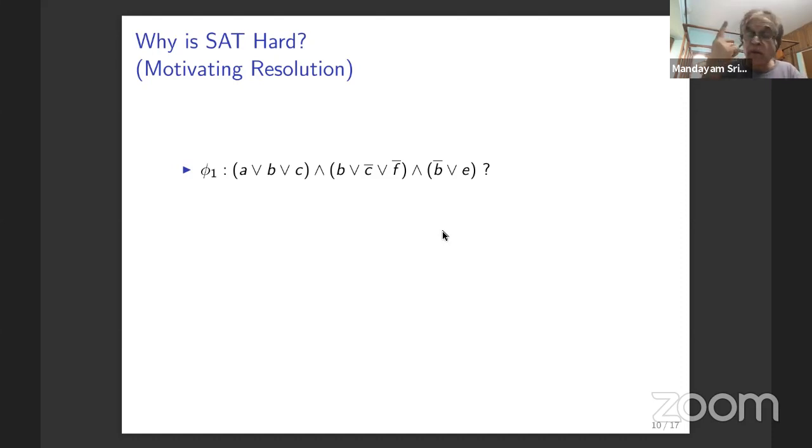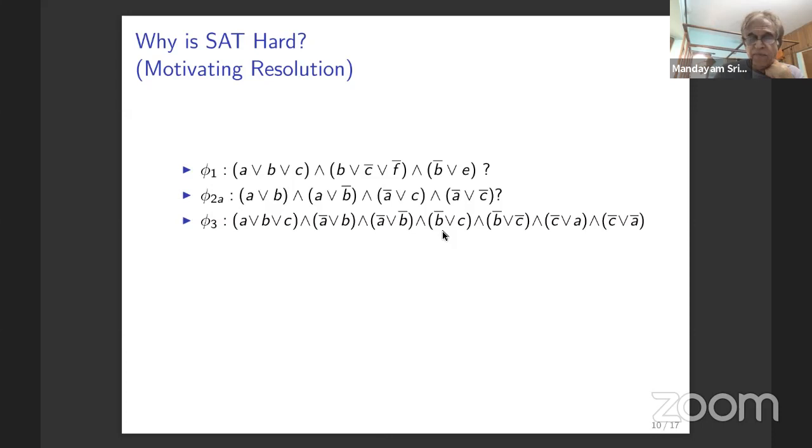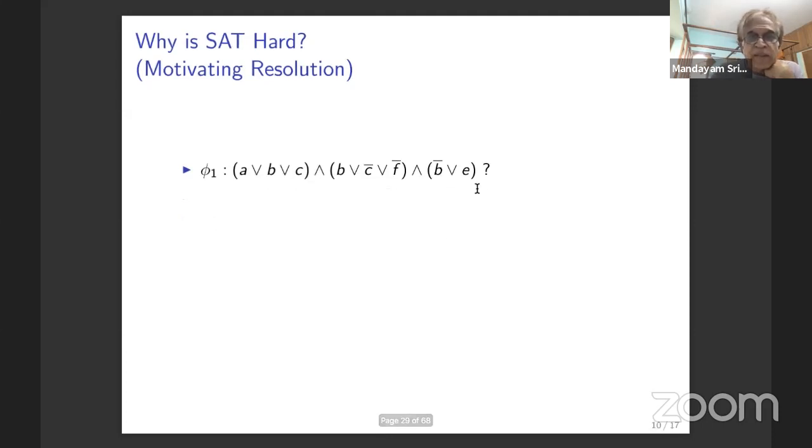and only a single inference rule is enough to decide all formulas in propositional logic. And this also motivates why SAT is hard. So consider these examples. First, let me take this example.